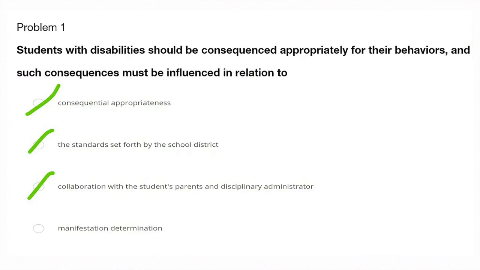So in this case, manifestation determination is the correct answer choice because of the legal processes required using IDEA to determine if a student's behavior is a result of a disciplinary action or is a result of their actual disability itself. So this influences how the consequences will be applied.